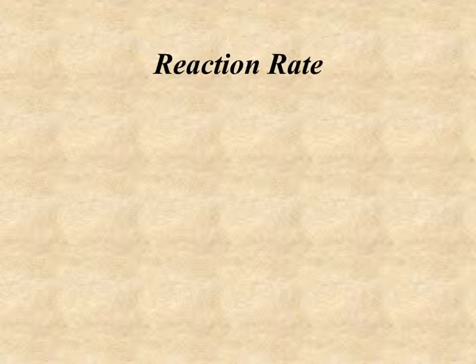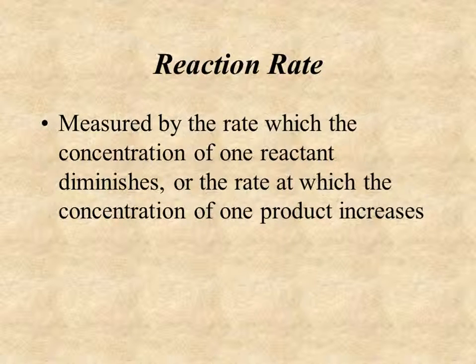When we measure the rate of a reaction, we can usually measure it in one of two ways: either by measuring the concentration of one of the reactants as it's being used up and how quickly it's being used up, or, if one of the products is such that we are able to physically observe its formation and measure how much of it we have, we can measure the reaction rate in that manner as well.